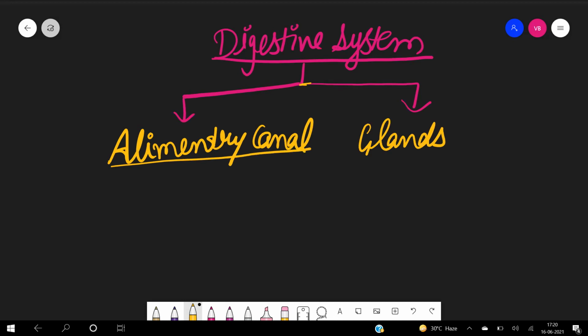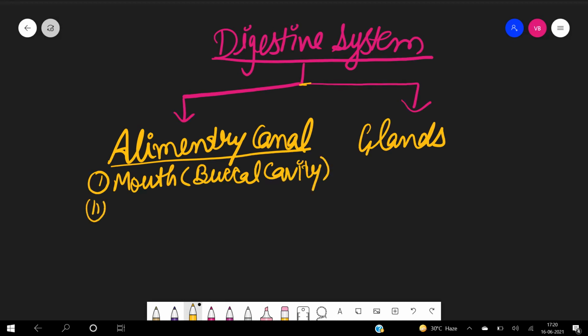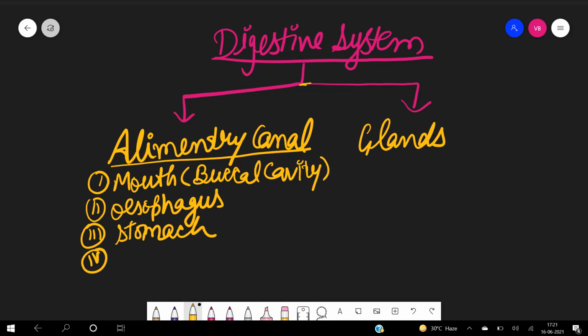So what are the various parts of the alimentary canal? Let us revise that. That is mouth or buccal cavity. The second one, esophagus. The third one is stomach. The fourth one, small intestine. And the last one is large intestine.